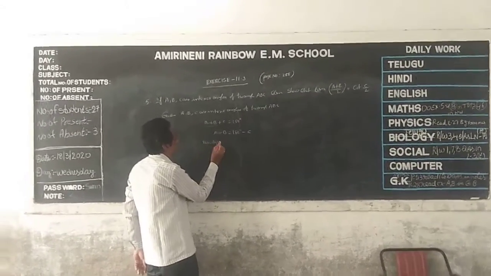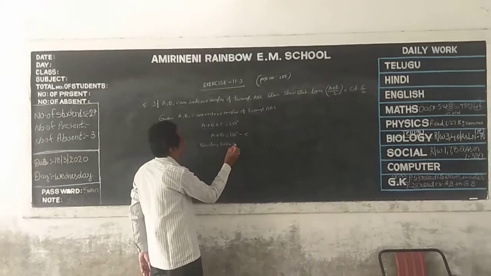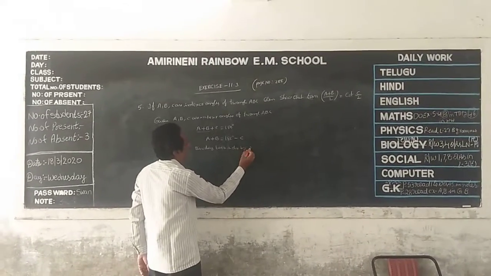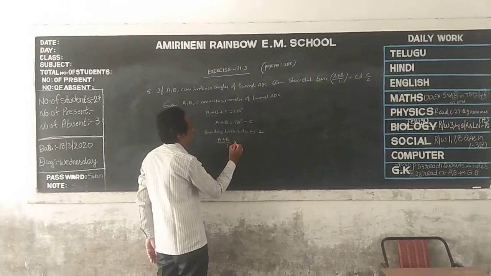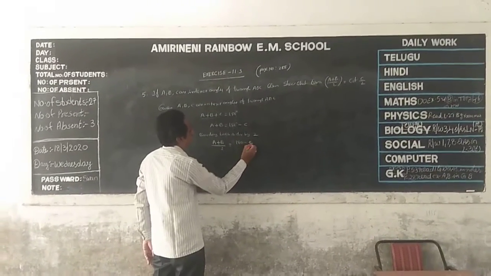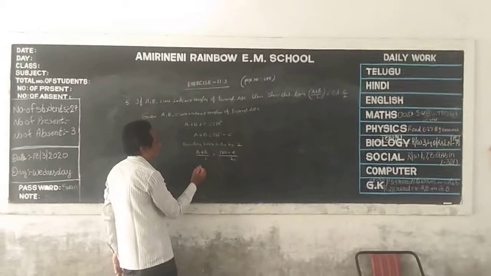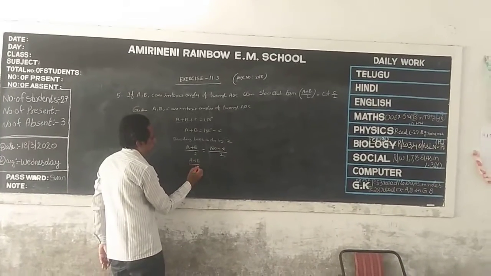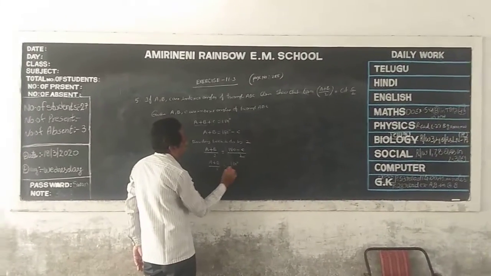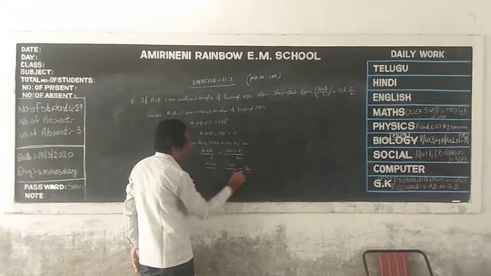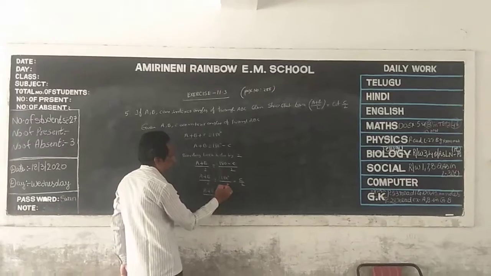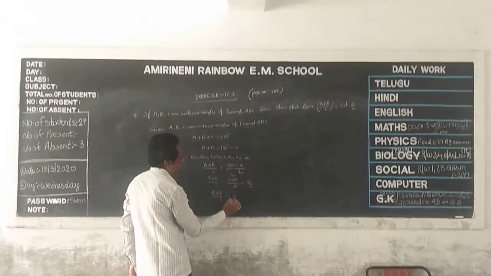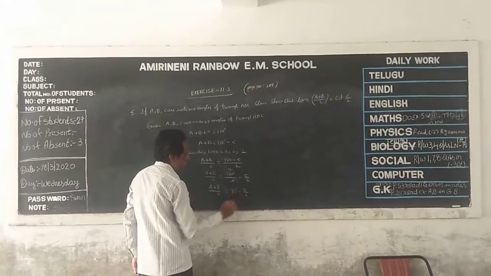Dividing both sides by 2. A plus B by 2 is equal to 180 minus C by 2. A plus B by 2 is equal to 180 by 2 minus C by 2. A plus B by 2 is equal to 90 minus C by 2.